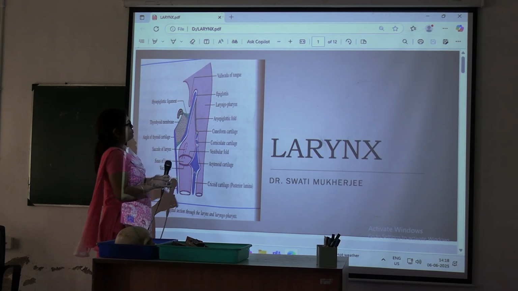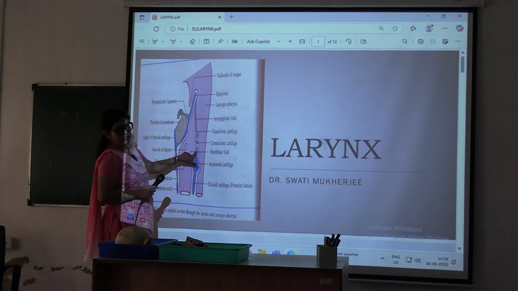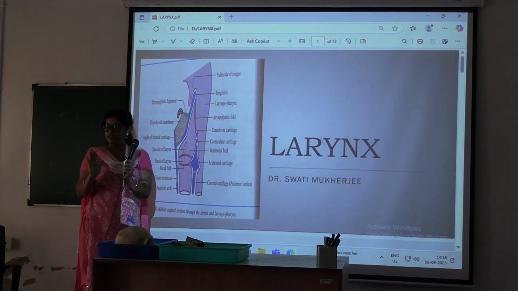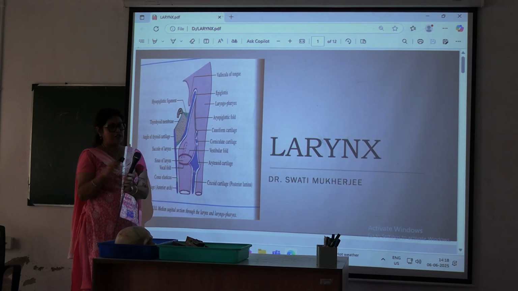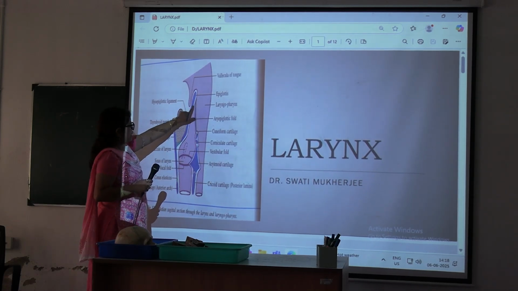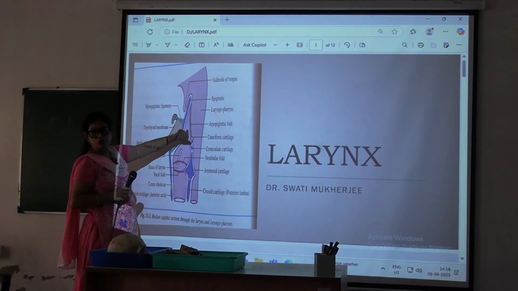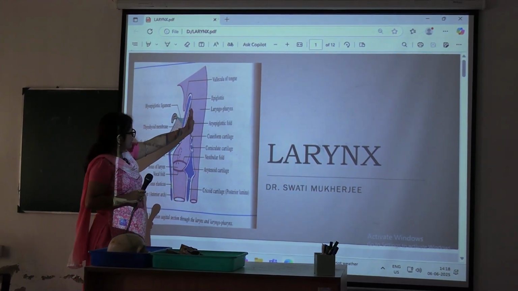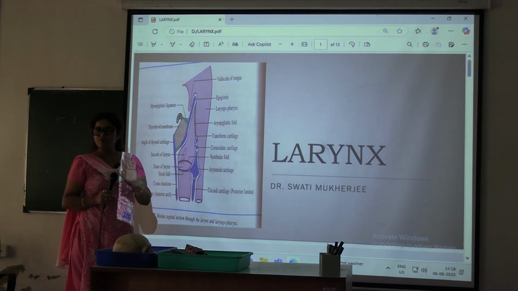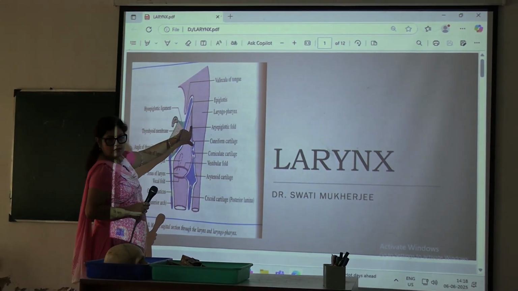It is bounded above by the epiglottis, behind by the arytenoid cartilages, and two arytenoid cartilages are there. So the interarytenoid fold or muscle is behind, and on both sides by the aryepiglottic fold, from arytenoid to epiglottis. So this is named as aryepiglottic fold. That means behind the fold, that is behind the mucous membrane, there is the aryepiglotticus muscle which creates the fold. So this is the inlet of the larynx.